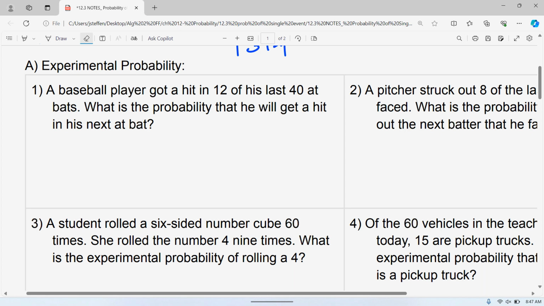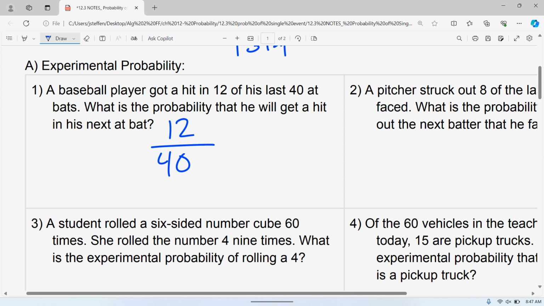A baseball player got a hit in 12 of his last 40 at-bats. What's the probability he will get a hit at his next at-bat? So the probability, this is what I'm talking about, where obviously it's experimental probability because there is no way you can find a theoretical probability of this. And again, you don't even have to think about that because I think it's probably pretty obvious. He hit the ball. What do you want? He wants to hit the ball, so that's 12. What's the total? 40. That's how you find your probability.